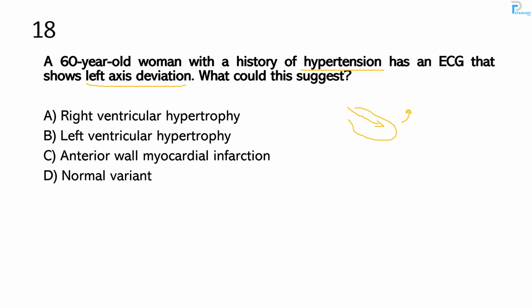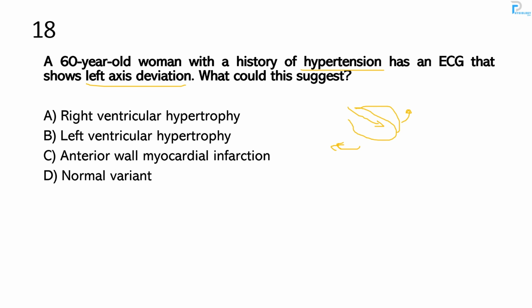So if the left ventricle is getting enlarged, that will cause left axis deviation. If the right ventricle gets enlarged, that will cause right axis deviation. So left axis deviation means left ventricular hypertrophy, and right axis deviation means right ventricular hypertrophy.